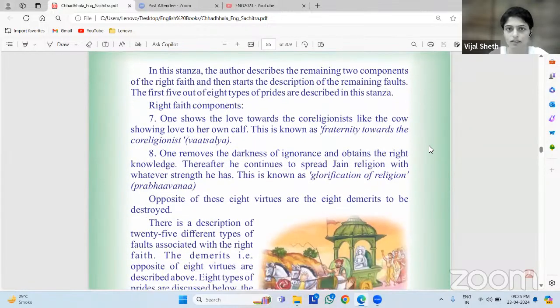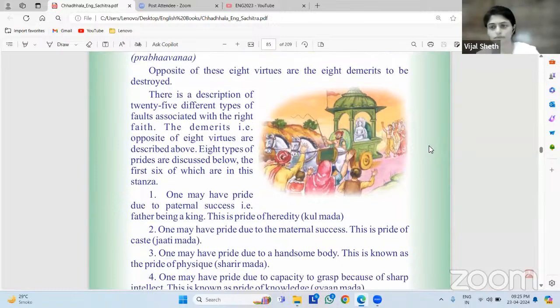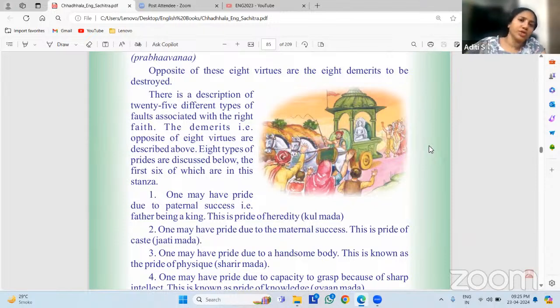So this we will read. Aditi ji, read. We have already read till Prabhavana. Opposite of these 8 virtues are the 8 demerits to be destroyed. There is a description of 25 different types of faults associated with the right faith. The demerits, that is, opposite of the 8 virtues, are described above. 8 types of prides are discussed below, the first 6 of which are in this stanza.